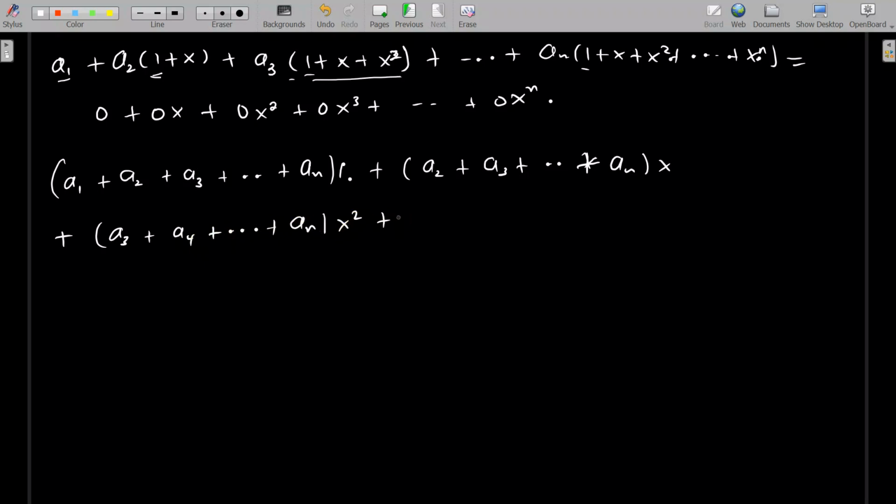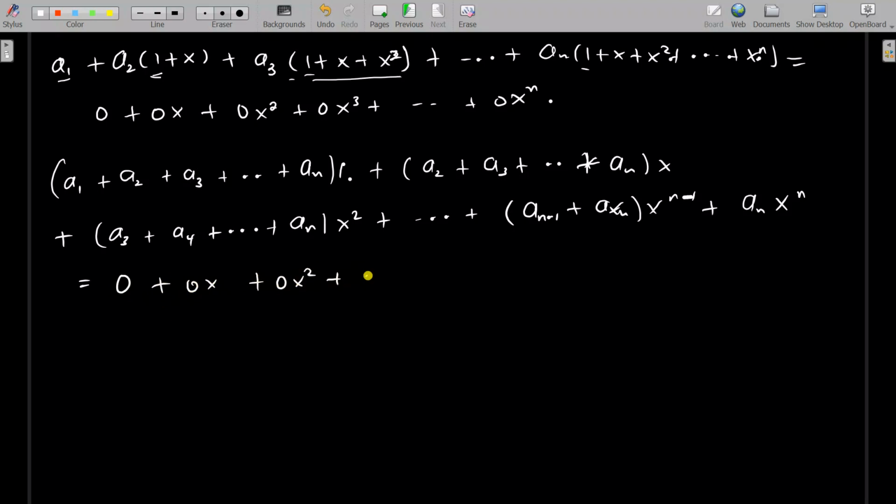So you're going to get a3 plus a4 plus up to an times x squared plus all the way to the point where you get to these two, a sub n minus 1 plus a sub n, and then x to the power n minus 1, plus a sub n x to the power n, and everything of these is going to be 0 plus 0x plus 0x squared plus up to 0x to the n minus 1 plus 0xn. So what do I want to do here? What I want to do is I want to compare coefficients.